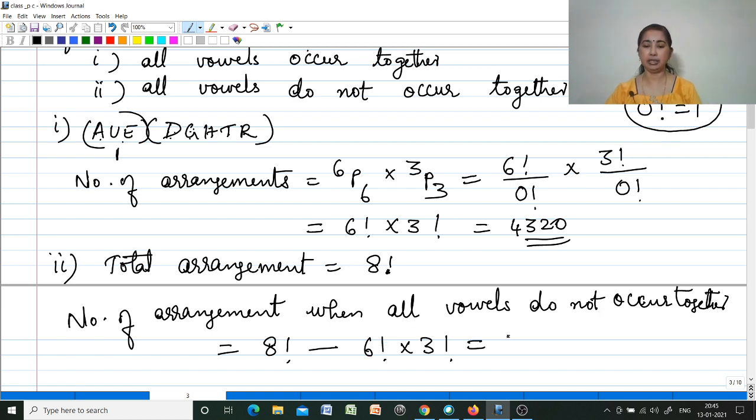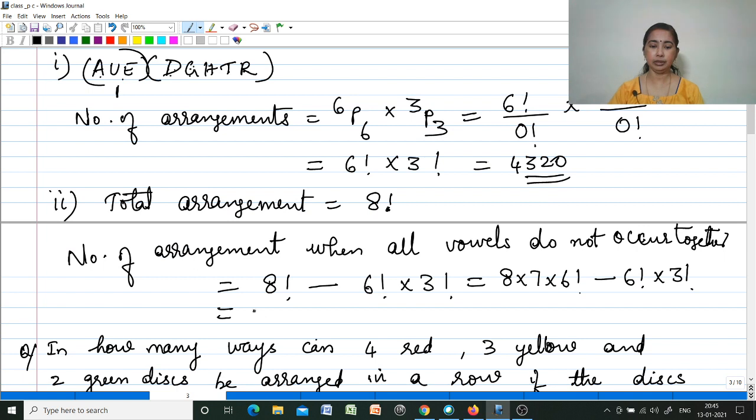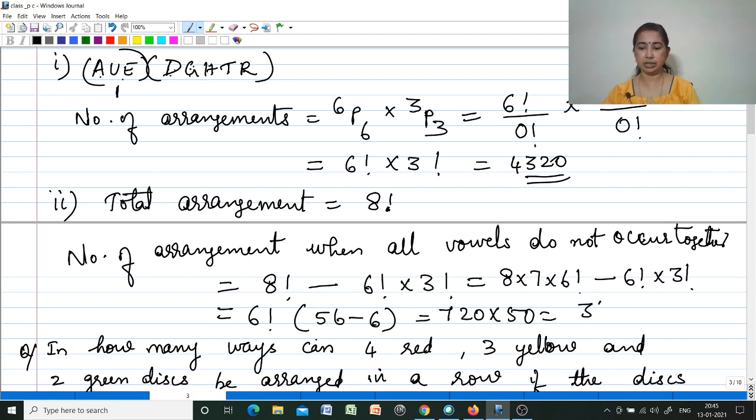So this can be written as 8 factorial is 8 into 7 into 6 factorial, minus 6 factorial into 3 factorial, and the common term we can take out. 6 factorial is common, remaining 56 minus 6, and that is equal to 720 into 50, which is equal to 36,000 different arrangements when vowels do not occur together.